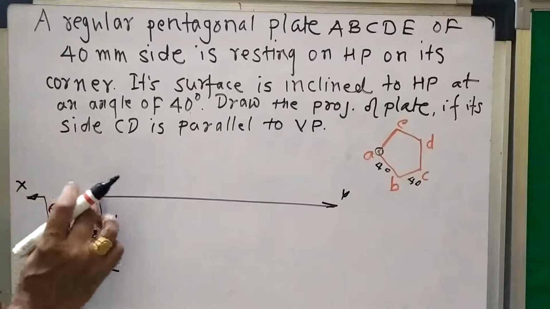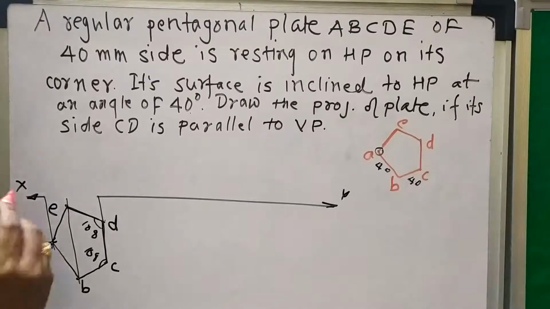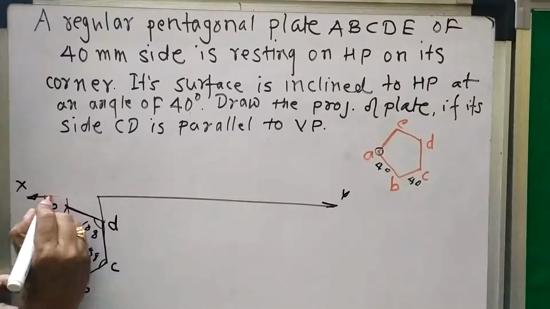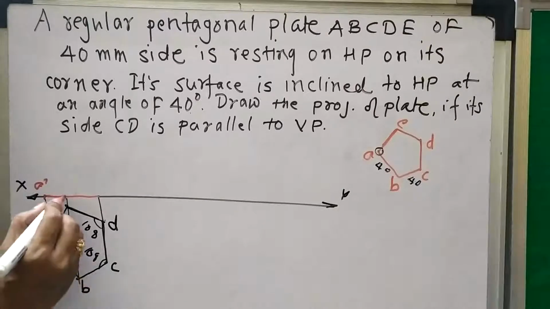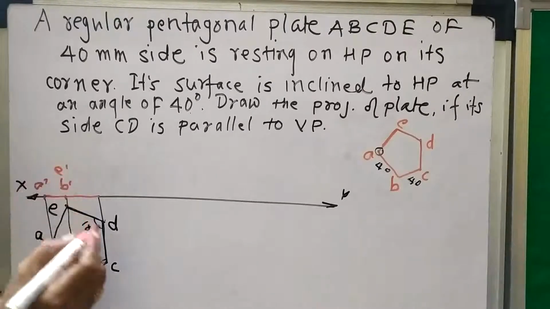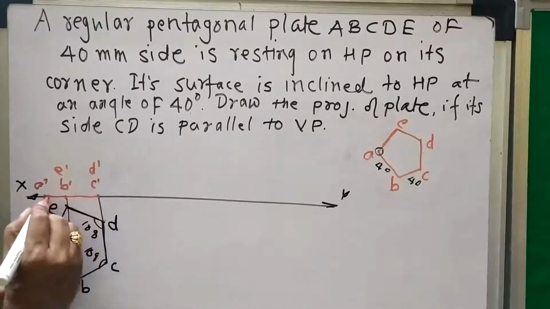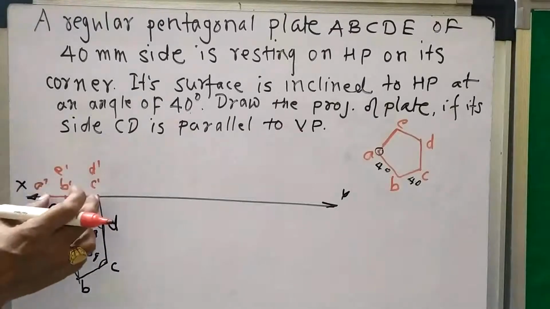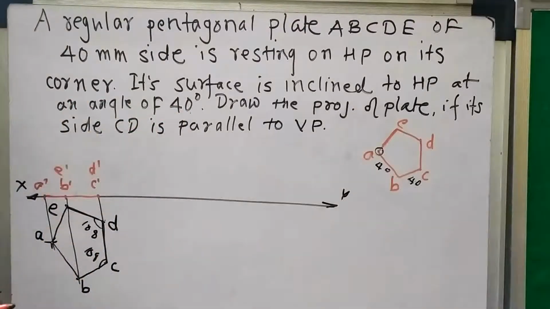So this will be my front view surface that I will draw here, front view surface. So this is A dash, this is B dash, E dash, and this is C dash, D dash. So this is the surface, right? Now this surface is inclined to HP at an angle of 40 degree.